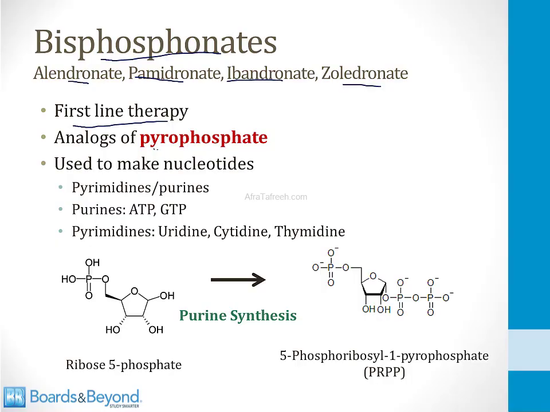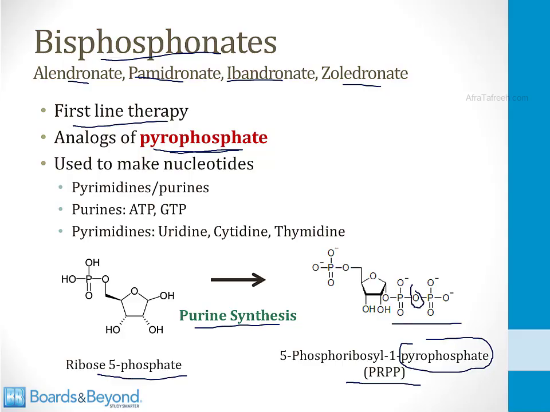are analogs of pyrophosphate. So in the biochemistry section, I have two videos on synthesis of pyrimidines and purines, and in those videos I talk about how pyrophosphate is important for the synthesis of nucleotides. For example, if you look at the bottom of the screen, this is one of the reactions of purine synthesis by cells in our body. Ribose 5-phosphate is converted to a molecule called PRPP, which contains pyrophosphate. Pyrophosphate is two phosphate groups linked to an oxygen. So this reaction requires pyrophosphate, as do many other reactions for making nucleotides.